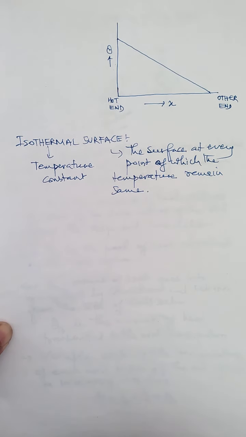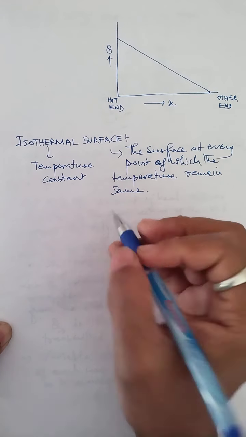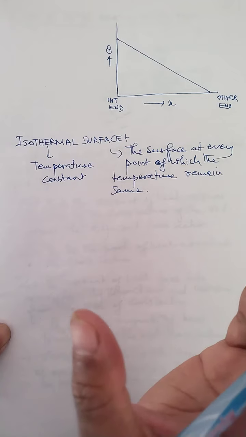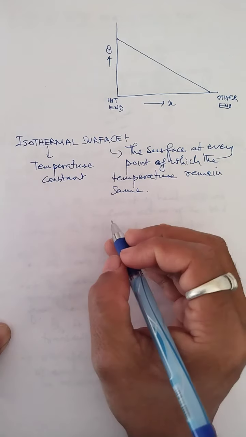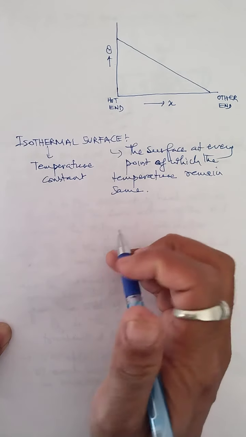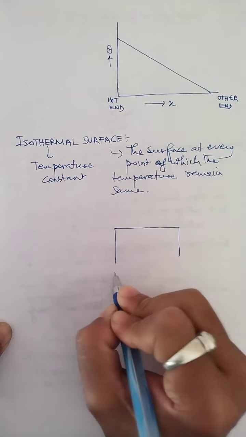This is called what surface? Isothermal surface. Let me just consider it with the help of a diagram. Now let me draw a diagram of the surface. Usually it is a metallic rod, but what type of shape do I consider? Say this shape.